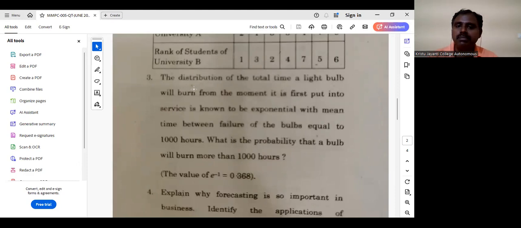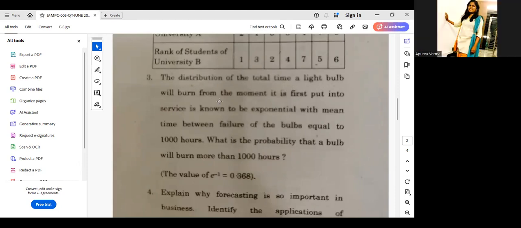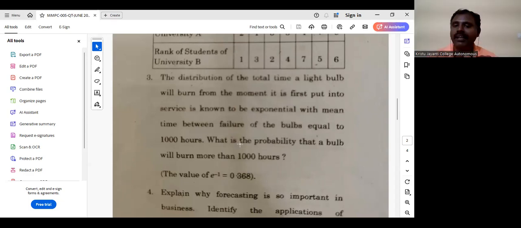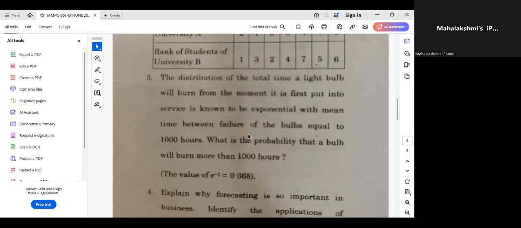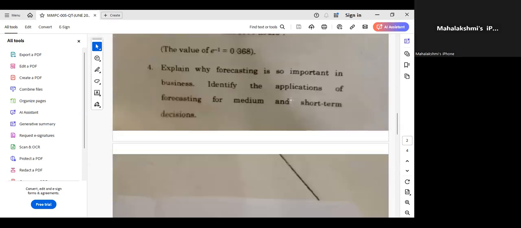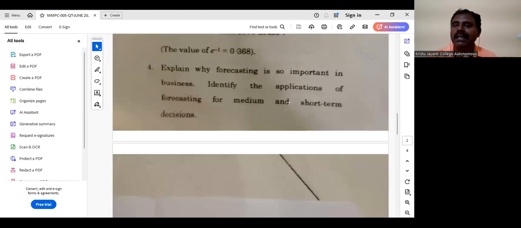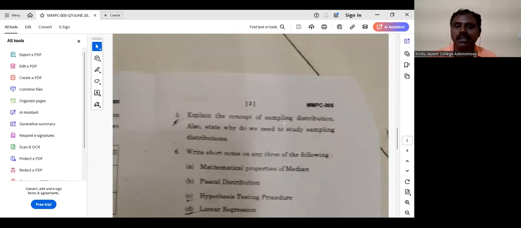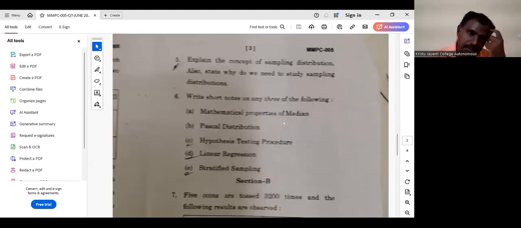Then the third problem: the distribution of the total time a light bulb will burn from the moment. This problem we discussed at the very beginning of today's class, so you can go through that. Then the theory question: why forecasting is so important in business, and identify the applications of forecasting for medium and short-term decisions. Then they asked to explain the concept of sampling distributions and state why we need to study sampling distributions. Sampling distributions are also important.